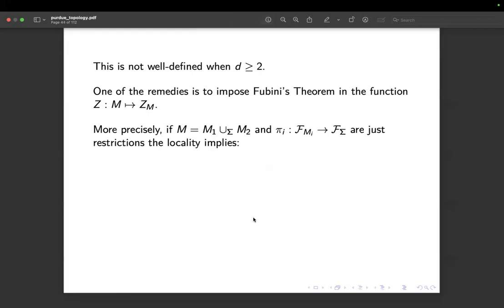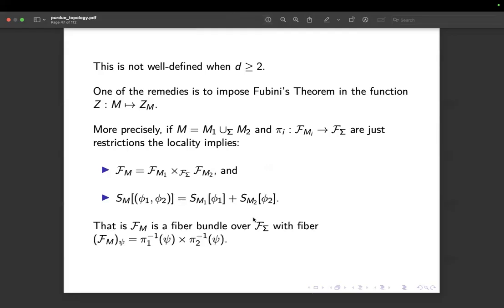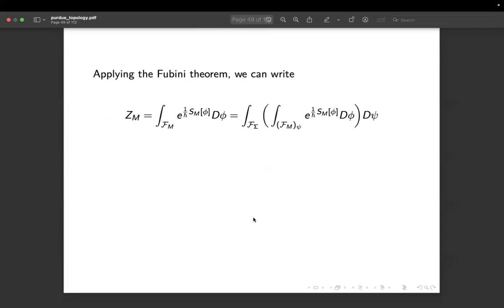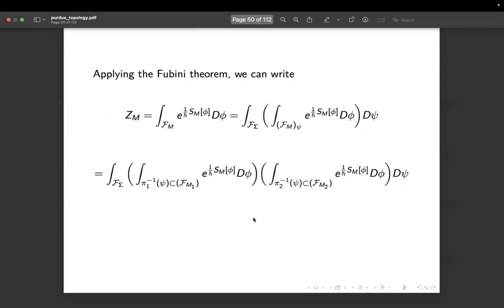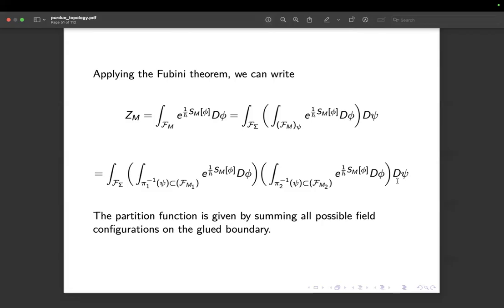So more precisely, suppose your manifold is obtained by gluing along a codimension 1 manifold, then locality implies, let me quickly fast forward, that the space of fields is a fiber bundle, and we can write, using Fubini's theorem, in this form. So like separating the integral, and you can see that it's the L2 inner product, where the outer inner product is given on the boundary, and the inner product is given on the individual pieces. So the moral of the story is that the partition function is given by summing over all possible field configurations on the glued boundary.